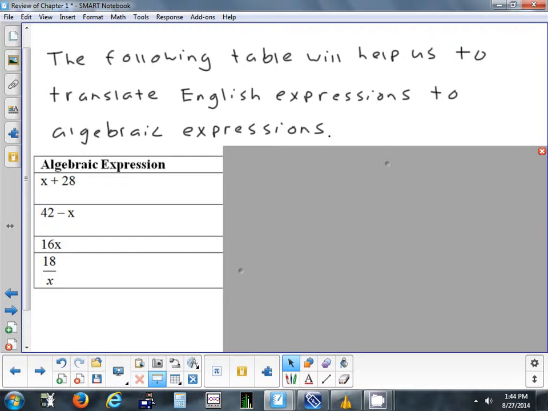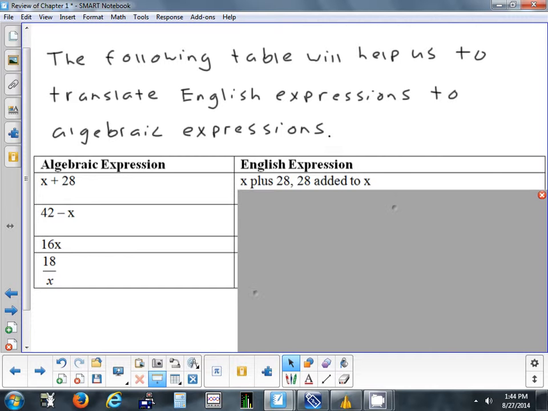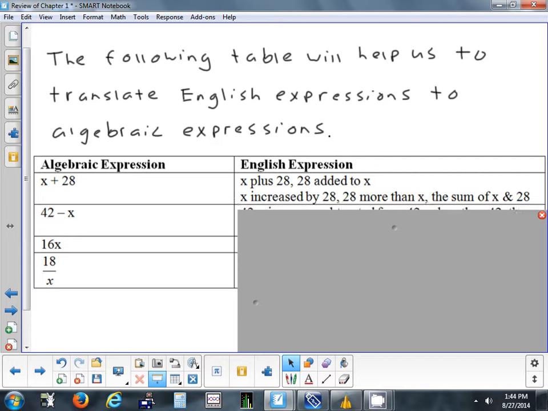You don't have to write them all down. You guys just said a lot of them when Mr. Roy asked you. But the first one is addition. You guys gave increased by. That was one of them. Another way is to say plus. X plus something, that means addition. Added to: 28 added to X. That's another way to say addition. Increased by, that's what you guys had said. More than: 28 more than X means to take X and increase it, make it more, 28 more.